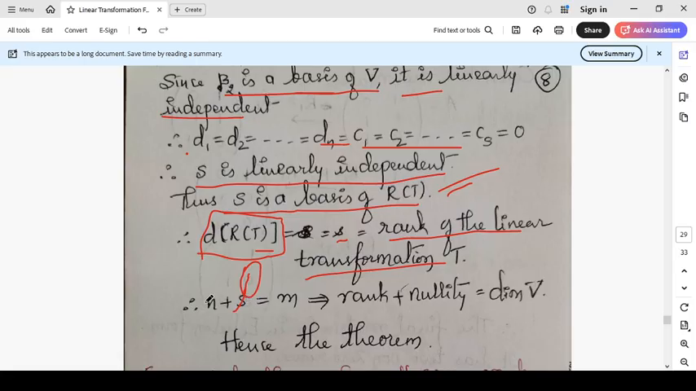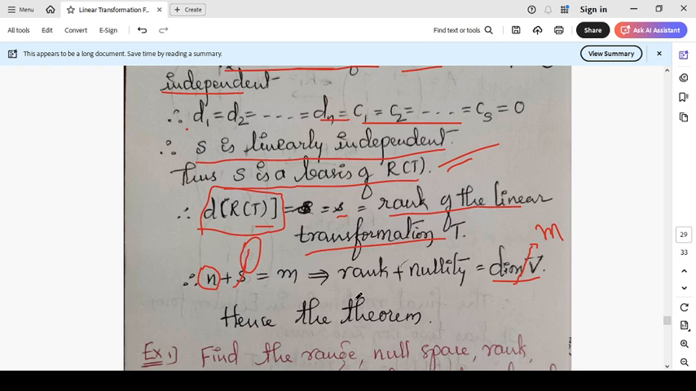So s plus the nullity, right? The dimension of the null space is n, obviously we have taken it. So therefore, what I can write down is rank plus nullity is equal to the dimension of V. The dimension of V we have assumed is small m. So therefore, we can say that the theorem is satisfied. Okay. So this is how we need to prove it. It is very, very simple. According to the definition, we need to move.